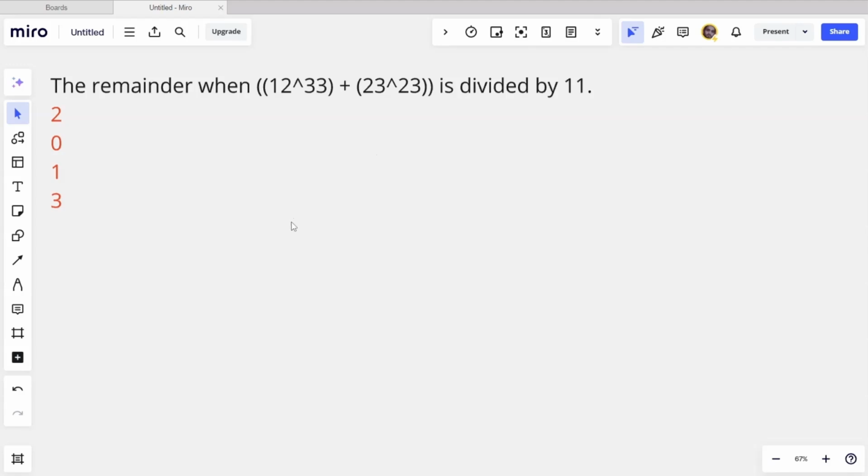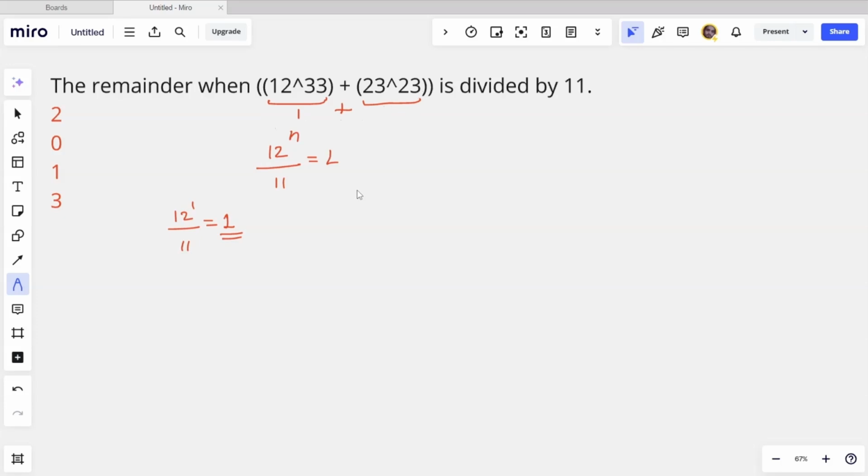As we know the concept of power cycle, we need to find the power cycle of 12. 12 raised to the power 1 divided by 11, and the remainder is 1. We are getting remainder 1 at the start, and as we know, if the remainder is 1, then the cyclicity ends there. So we can say 12 raised to the power n, where the power can be anything, it doesn't matter, divided by 11 will always give remainder 1. So the answer for this part of the expression is 1, and this sign stays as it is.